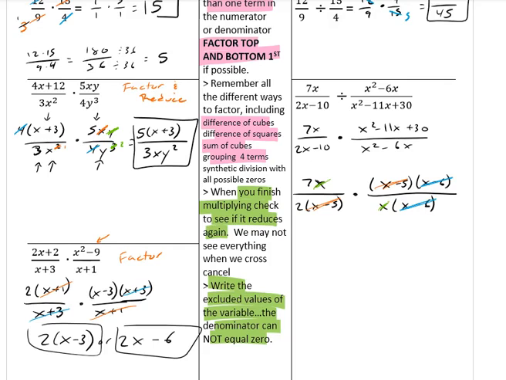Therefore, I'm left with, on the top, only a 7. And on the bottom, I'm left with only a 2. So my answer would be 7 over 2.